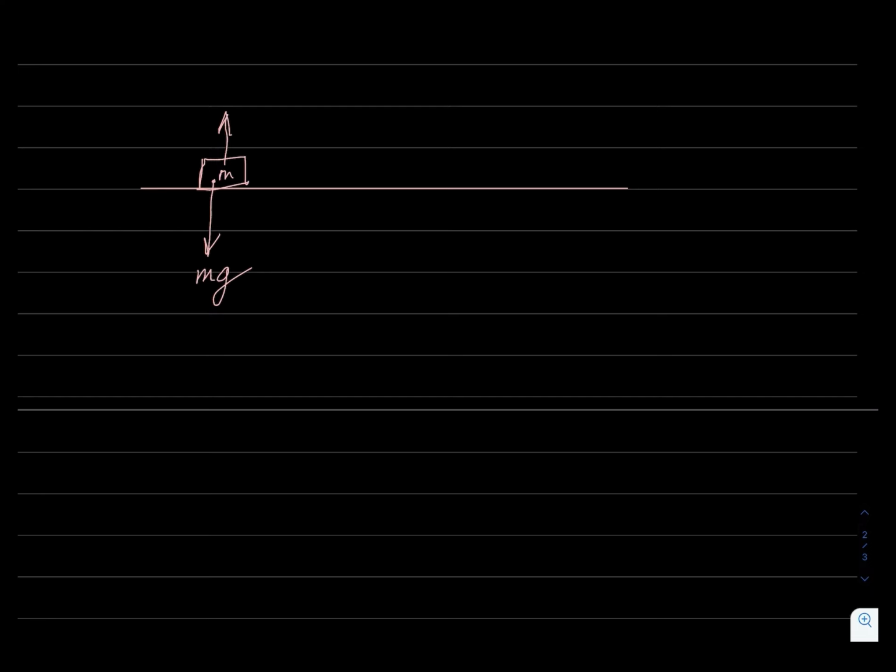So if a block is sitting on the surface of the earth, on the surface of a table, its motion is constrained. It's not going to fall through the table. It's not going to accelerate toward the center of the earth with the acceleration of gravity. And the table is going to be pushing up on the block to constrain its motion like that.